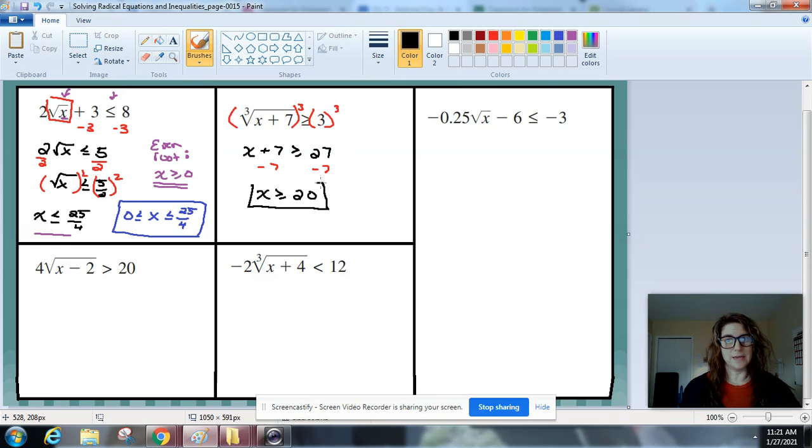And that's it. I don't have an even root. It was an odd root. It was 3. I don't have to worry about any less thans because it was a greater than problem. So that is it. You don't have to do anything extra for that case.